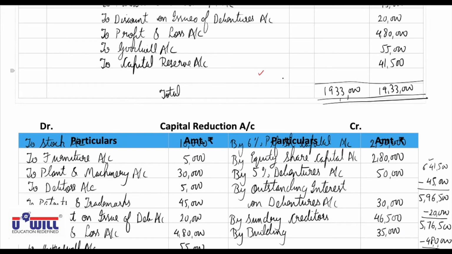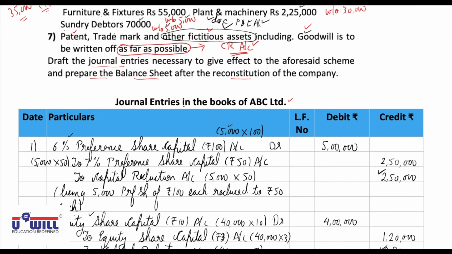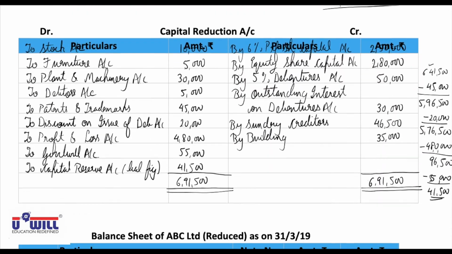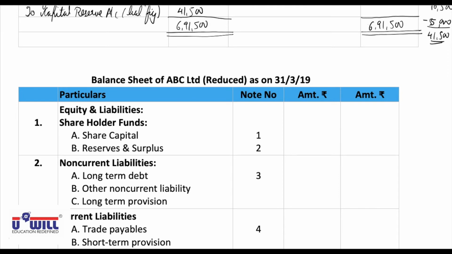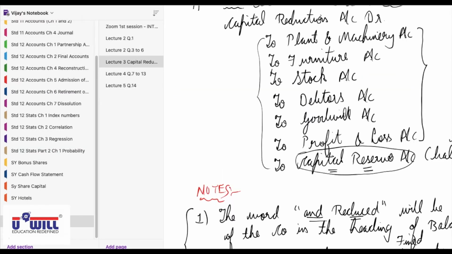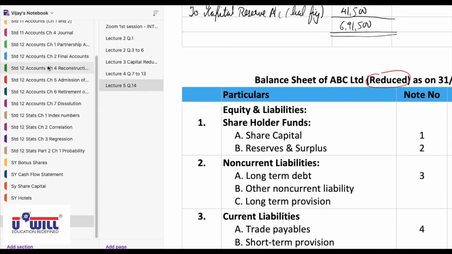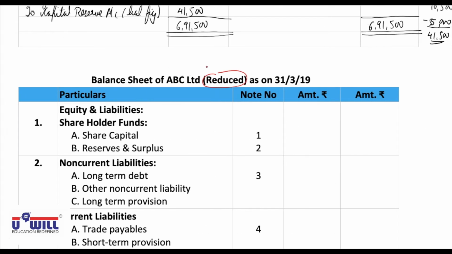So any confusion, all of you can pause the video and rewind it to understand it again. Now again we have to make the balance sheet, as it is asked in the question that after passing the journal entries, prepare the balance sheet after the reconstitution of the company. So all of you give the heading in your notebooks, balance sheet of ABC Limited. This part is very important: and reduced. If you all remember, we have done this in the notes earlier, that the words and reduced should be written after the name of the company in the heading of the balance sheet. So here we will be writing balance sheet of ABC Limited and reduced as on 31/3/19.